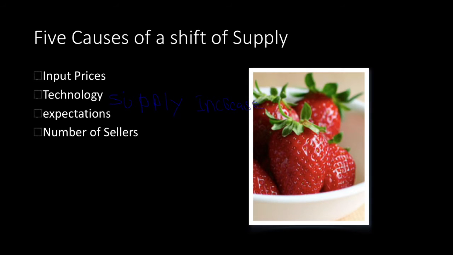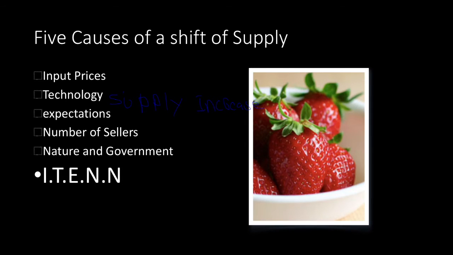The first N in I-10 squared stands for number of sellers. So this is the same idea as market size and the law of demand. As the number of sellers increases, the supply of goods and services increases. And the second N is nature and government, kind of natural disasters, government intervention. We're going to look a lot more at government intervention in chapter 6 of the textbook. And again, it can be remembered by the acronym I-10 squared.